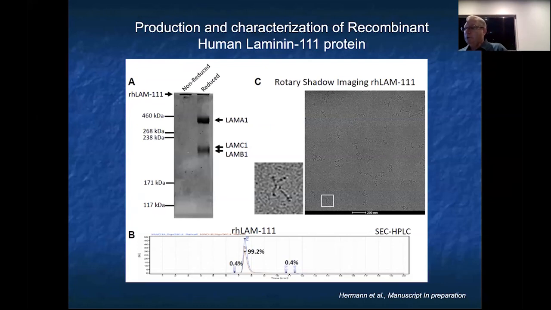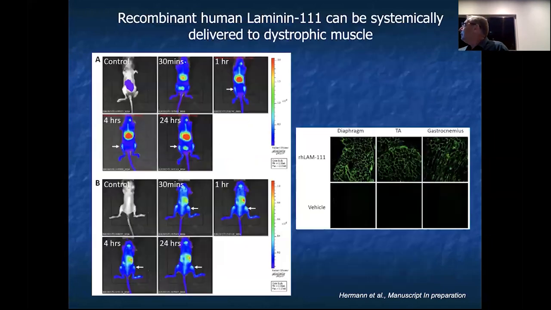So when we did this rotary shadow imaging, Prothelia was super excited because you can actually see your therapeutic, which is kind of cool. So Haley has taken that protein and labeled it, and we can follow it as it goes into the mouse. So this is the mouse model for laminin alpha 2, and this is him sitting on his back and then on his tummy. So we can actually see where the laminin is going after we inject.